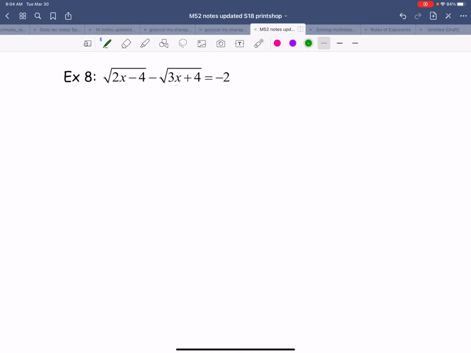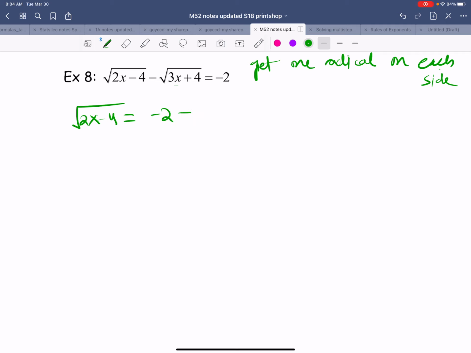All right. So when you have two radicals and another term, your goal is to get one radical on each side. One radical on each side. So I'm going to get one radical on each side. All right, square root of 2x minus 4 equals negative 2 plus square root of 3x plus 4.